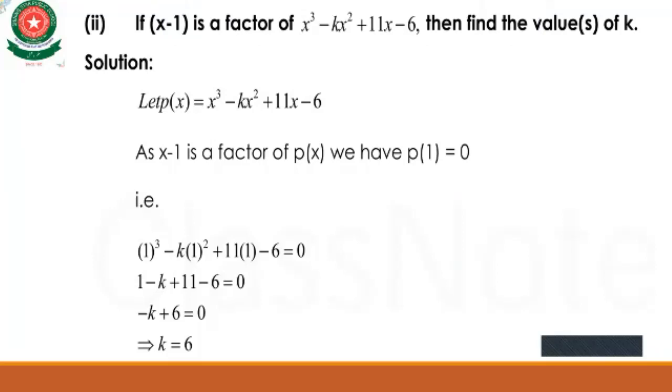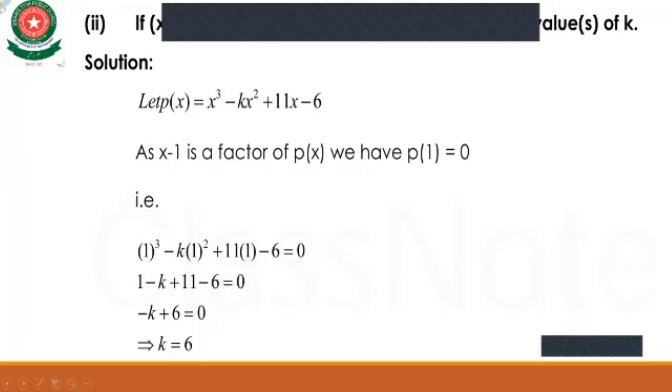As the value of x is equal to 1: 1 cube minus k into 1 square plus 11 into 1 minus 6 equal to 0. 1 cube will be 1, minus k, plus 11 minus 6 is equal to 0. Here you can see that 6 minus k is equal to 0, and then the value of k is equal to 6. So that is our today's lecture.